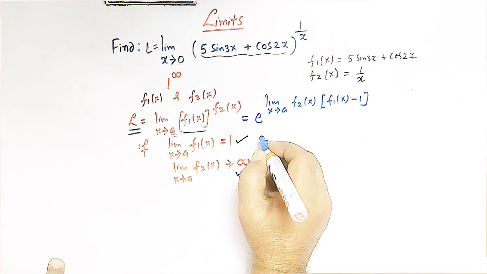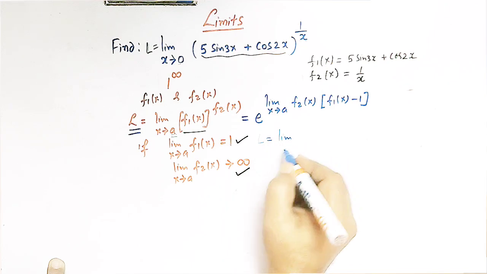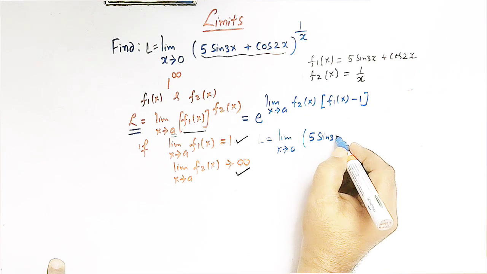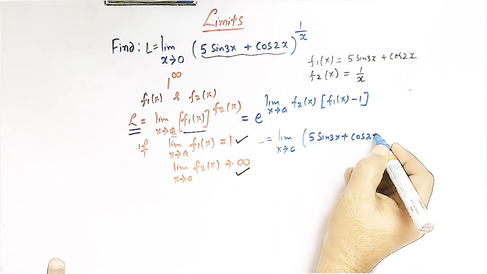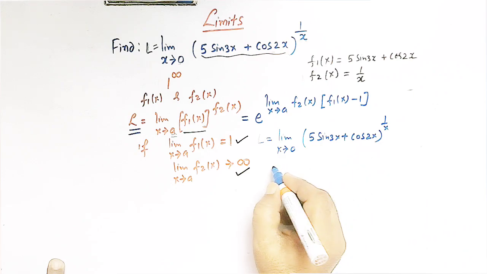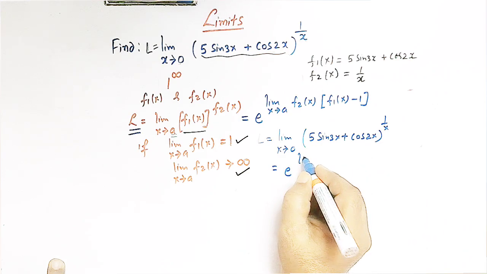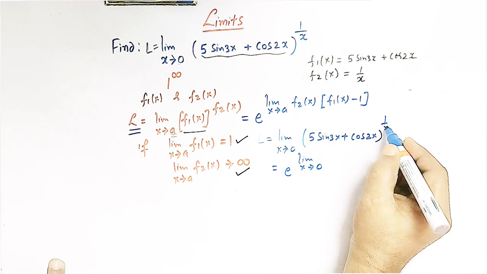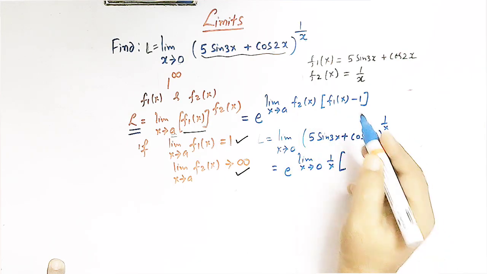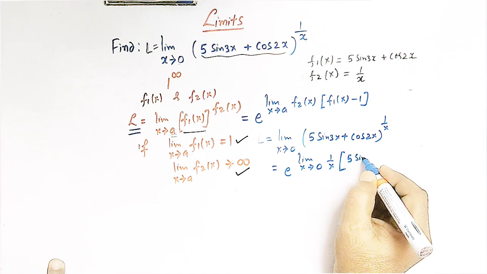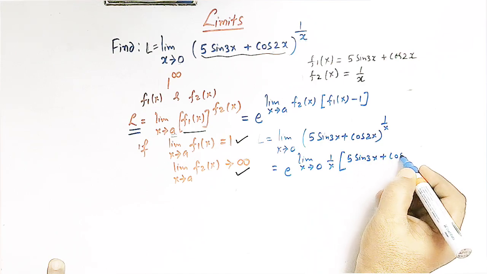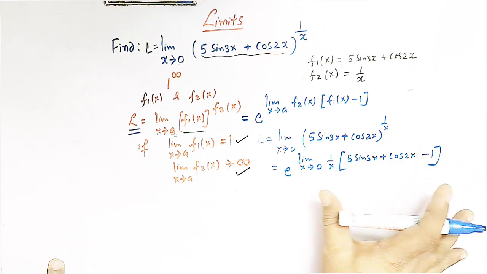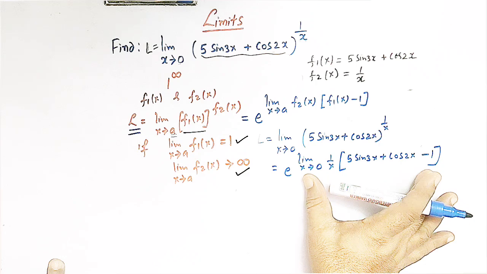So now this limit L can be written as the limit as x tends to 0 of 5 sin 3x plus cos 2x raised to 1 over x, and this is equal to e raised to the limit as x tends to 0, where f2(x) is 1 over x, and f1(x) is 5 sin 3x plus cos 2x, and here we have minus 1. So now we have to calculate this limit.